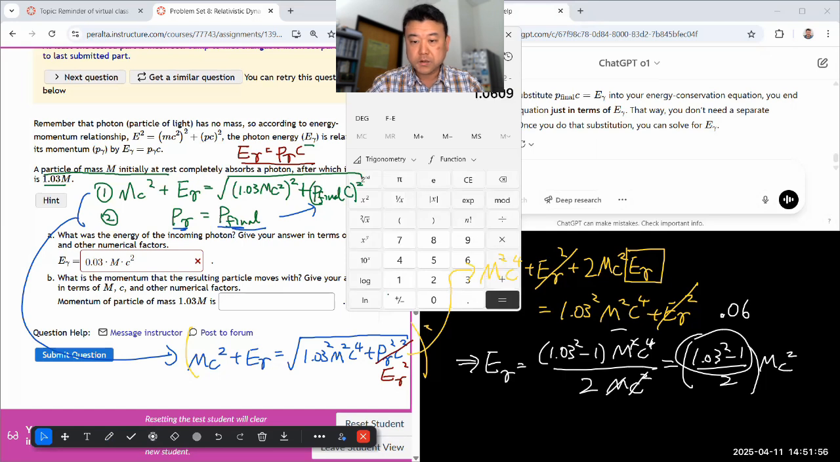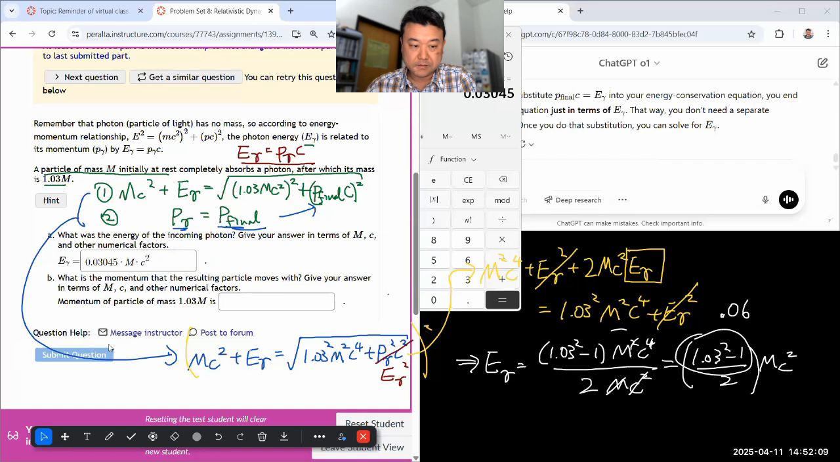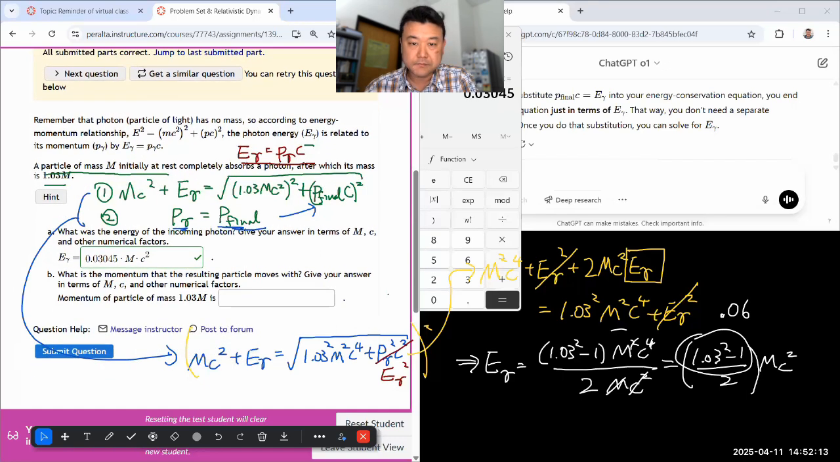1.03 squared minus 1 divided by 2. Yeah, that might actually have been close enough, just outside the 1% limit, close enough by accident, I think. So yeah, that's good.